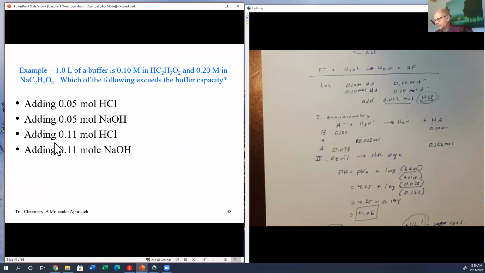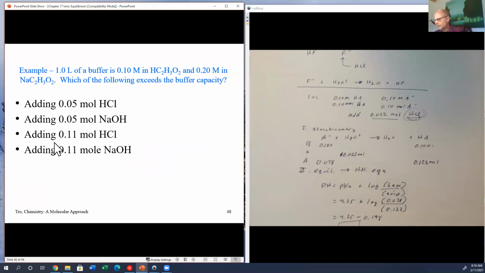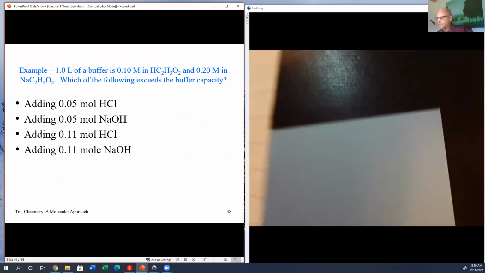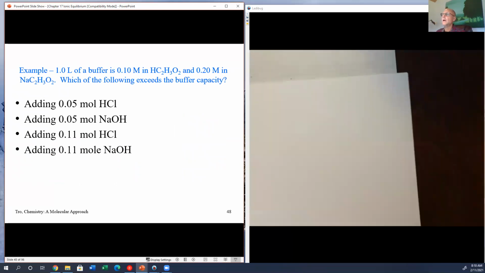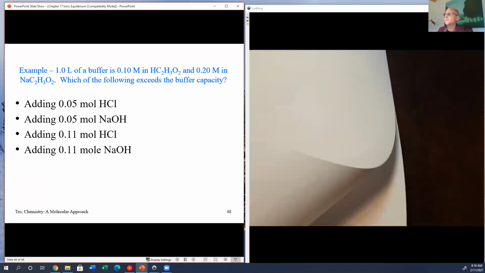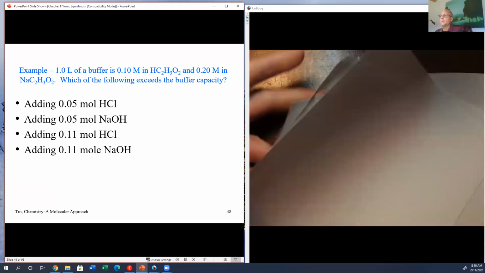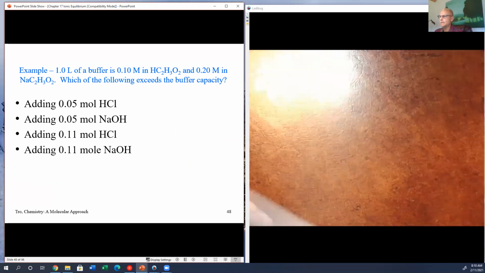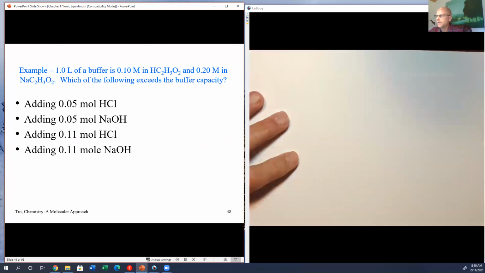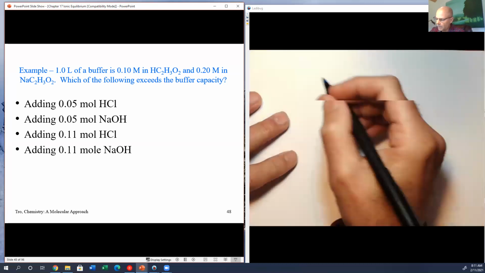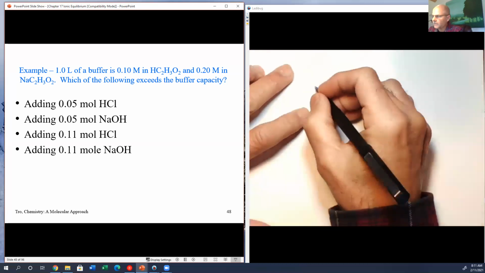So let's just do a quick example here. Suppose you have a 1 liter buffer that is 0.1 molar in acetic acid and 0.2 molar in sodium acetate. So let's think about this for a minute. This buffer is 1 liter. I've kept that just so the numbers are easy to figure out.